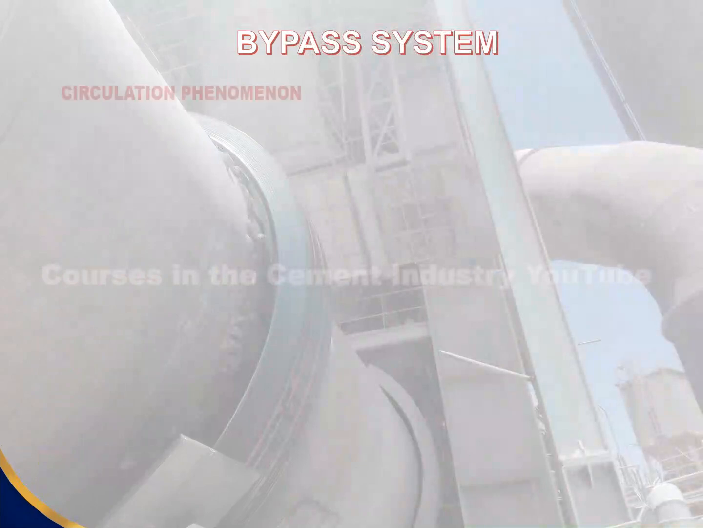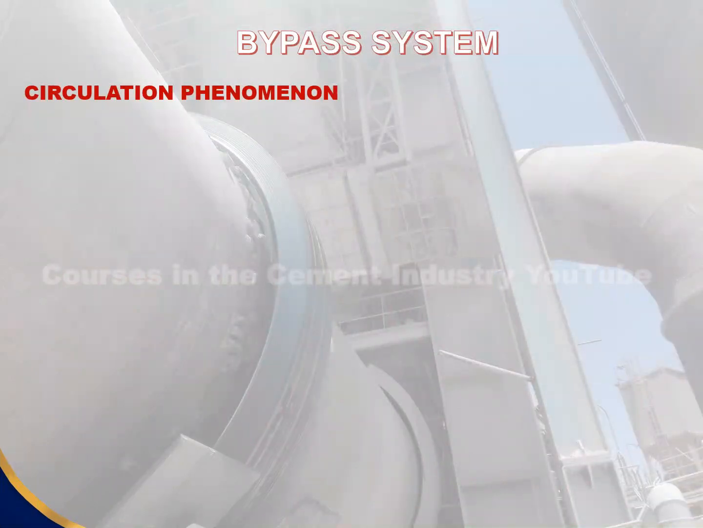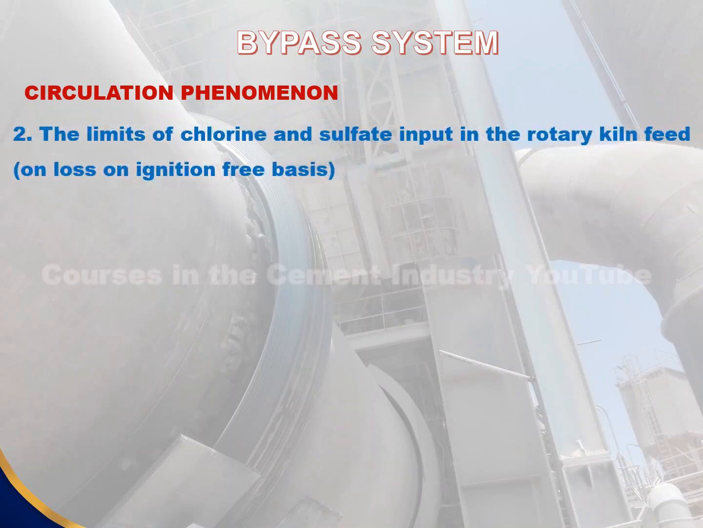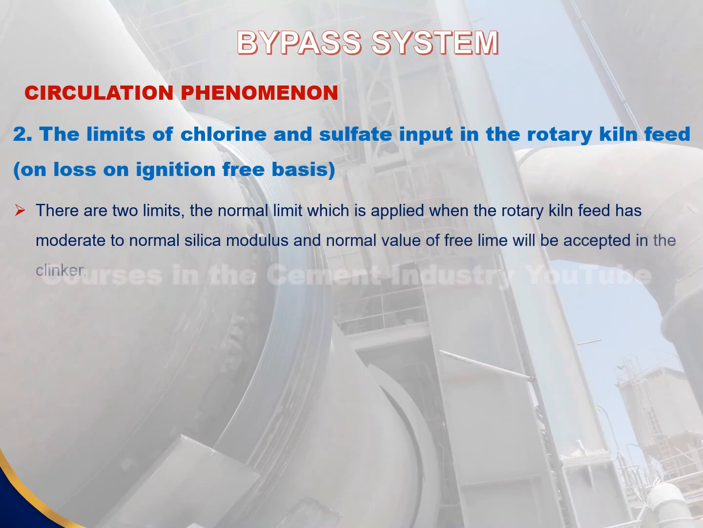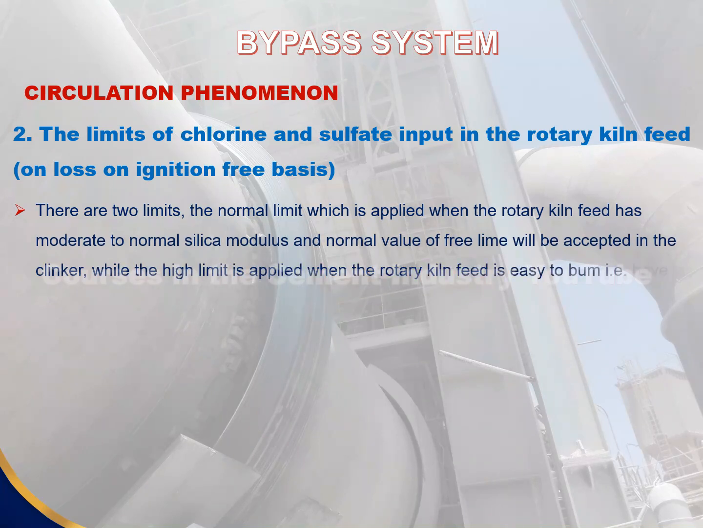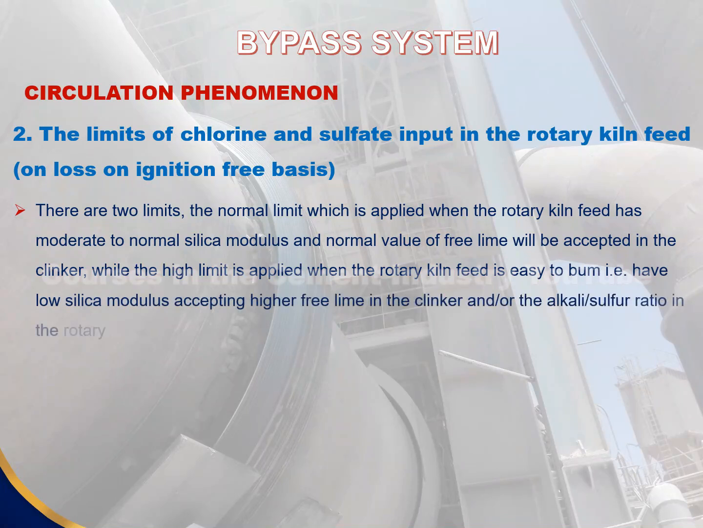Circulation phenomenon, part 2: the limits of chlorine and sulfate input in the rotary kiln feed on a loss on ignition free basis. There are two limits. The normal limit is applied when the rotary kiln feed has moderate to normal silica modulus and normal value of free lime will be accepted in the clinker. While the high limit is applied when the rotary kiln feed is easy to burn, has low silica modulus, accepting higher free lime in the clinker, and the alkali and sulfur ratio in the rotary kiln feed is ideal.